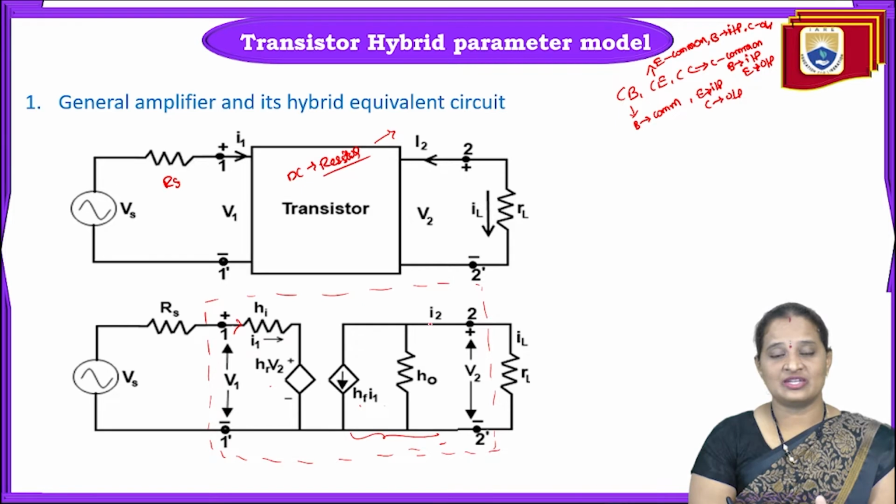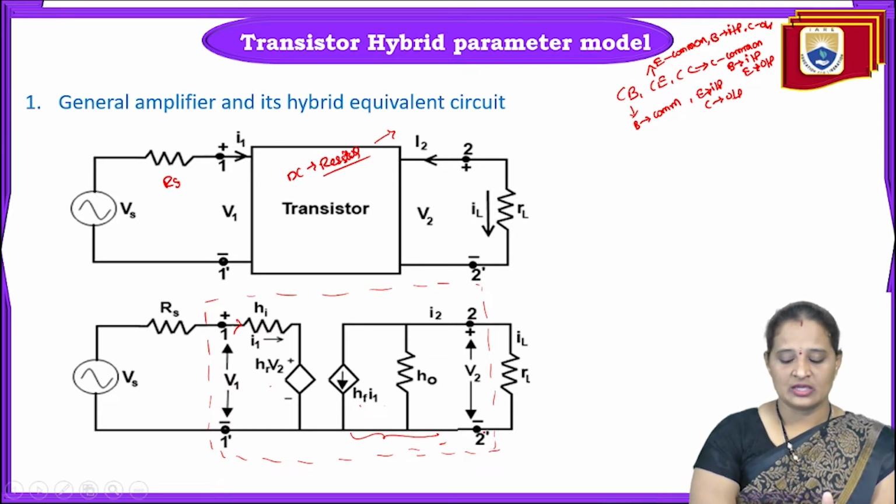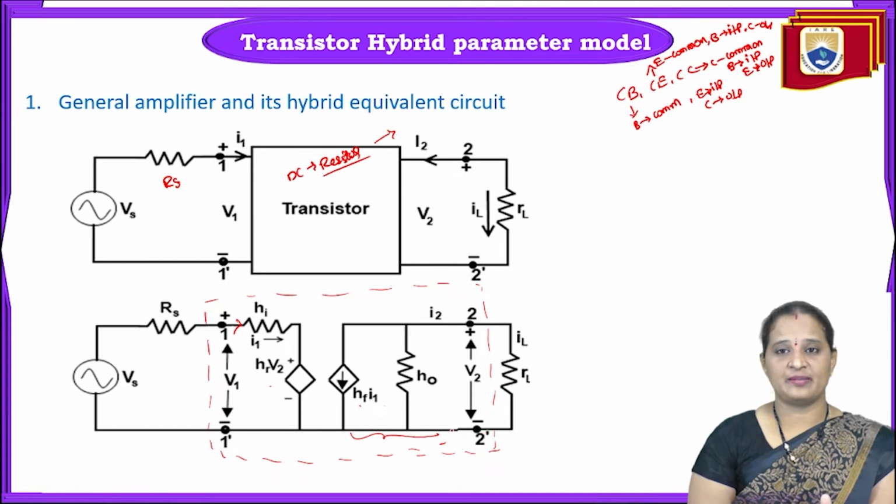As we are considering this as the output port, the current flowing through the output circuit is I2 and the voltage across this output port is considered to be V2. The port is represented with 2 and 2 dash. So this is the H parameter equivalent circuit of the transistor.